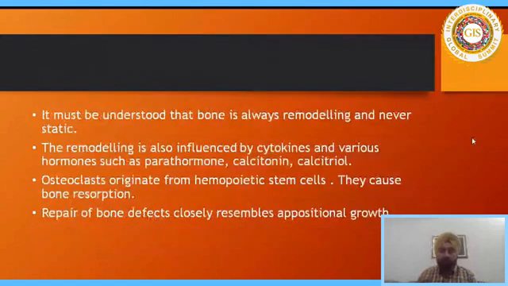Now, you must always understand that bone is never static. It might appear to be static, but it is always in a state of flux, always remodeling. The remodeling is also influenced by cytokines and various hormones such as parathormone, calcitonin, and calcitriol, so the remodeling is different in different individuals. Osteoclasts originate from hematopoietic stem cells, as we all know, for bone resorption. The repair of bone defects closely resembles appositional growth.